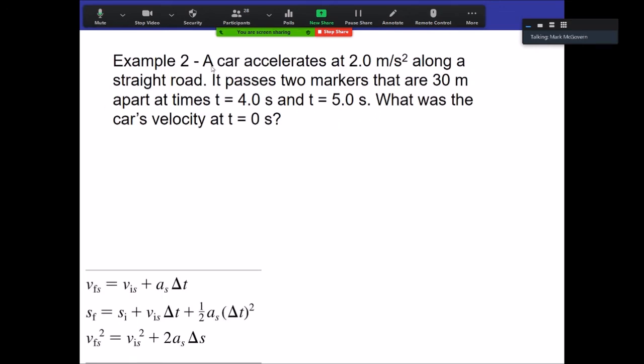So here's the problem. We have a car that accelerates at 2 meters per second squared along a straight road. It passes two markers that are 50 meters apart at times 4 and 5 seconds. What is the car's velocity at t equals 0 seconds?